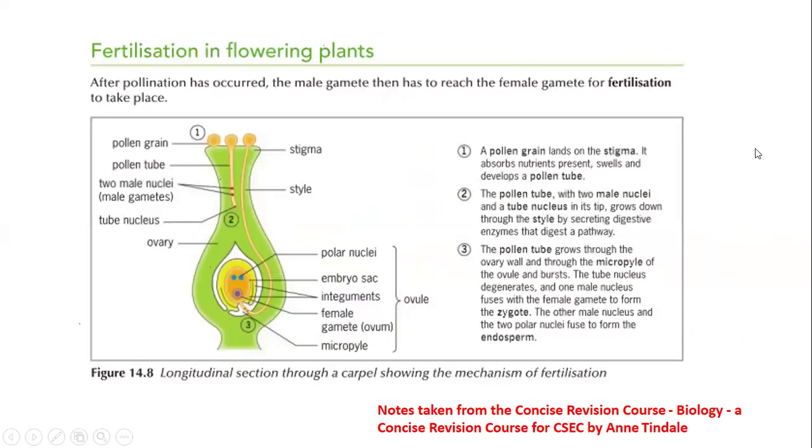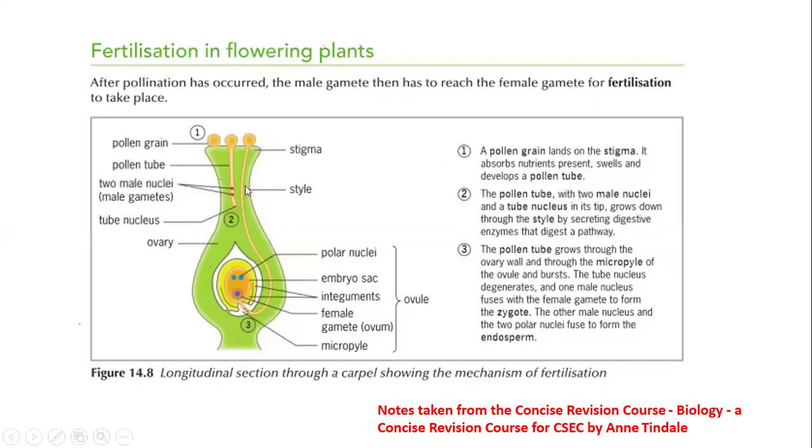Then now we look at fertilization in flowering plants. We look at the pollen grain going onto the stigma, right? And we see where the pollen grain lands on the stigma. And the pollen grain with two nuclei and a tube nucleus on its tip, which would have been right here, goes down through the style by secreting digestive juice, because the digestive juice will have to break down and get things out of the way, so it can go down.